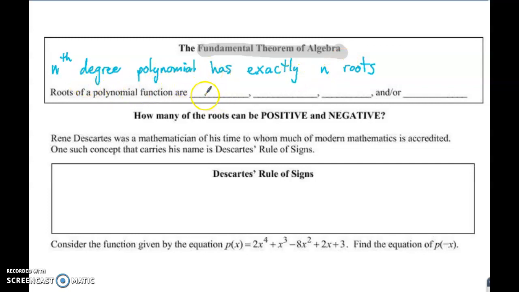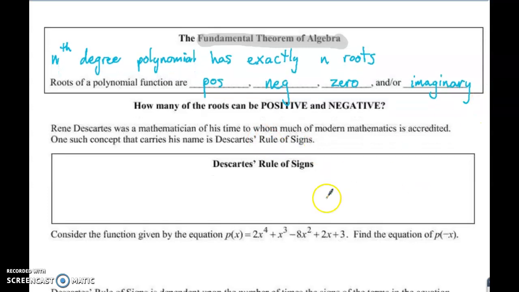So roots of the polynomial can be positive, they can be negative, they can happen at 0, or they could be imaginary. And he wrote "and" in here because there could be a combination of all of these. But at that point, it better be a 5th degree polynomial. I'll get a little bit more into that soon.